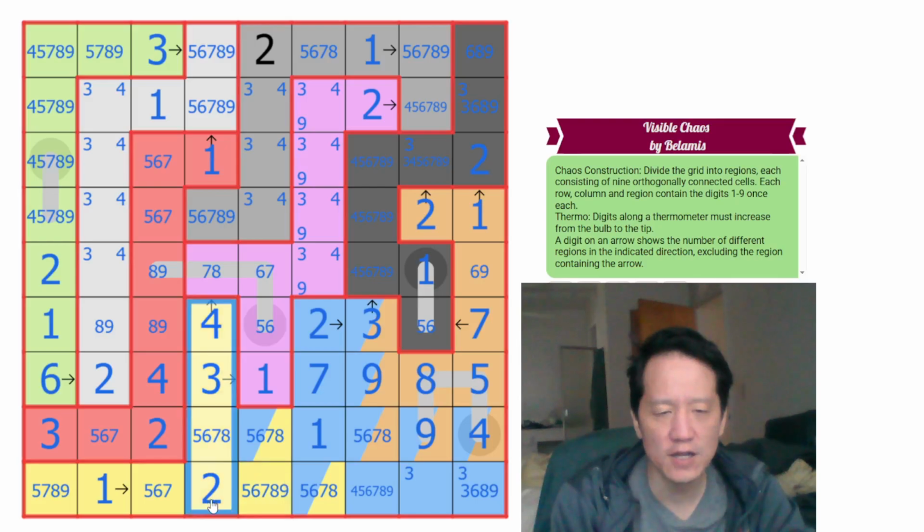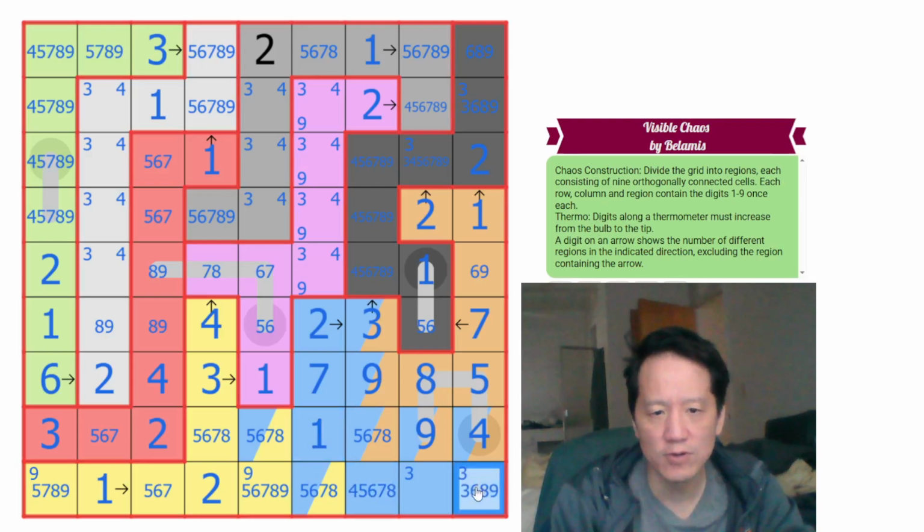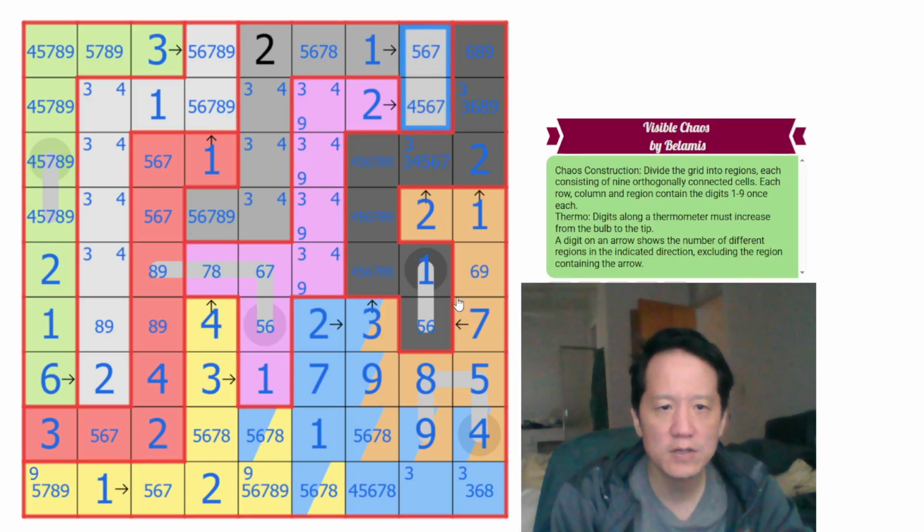Therefore, for this yellow, where's the 9? It has to be one of these two. Right? Because none of these can be 9. This because of that 9. This because one of these 4 has to be 9. Therefore, the 9 cannot be in the rest of the region, or the rest of the row. This cannot be 8 or 9. This can't be 8 or 9.